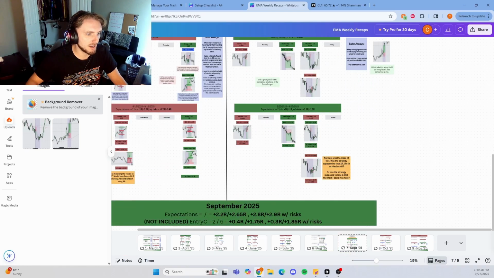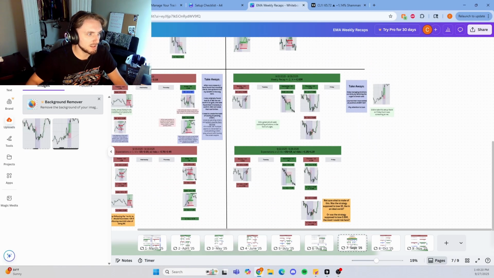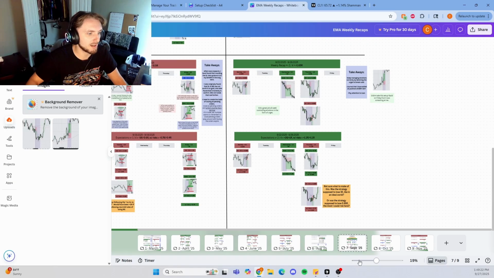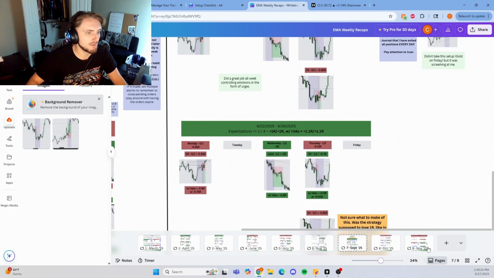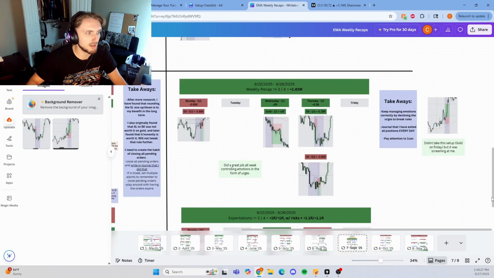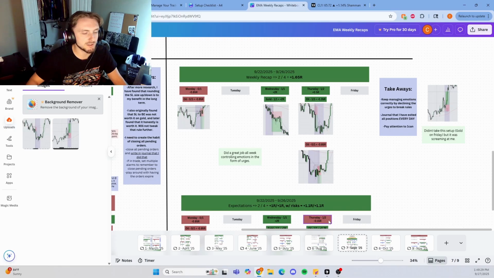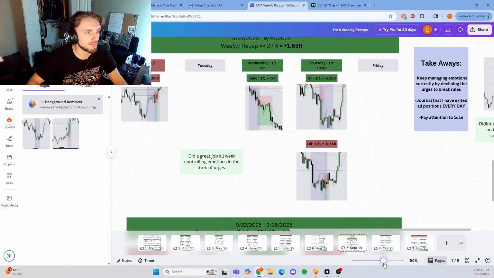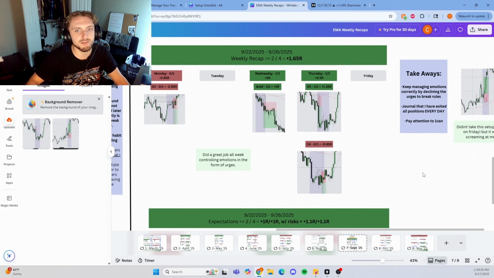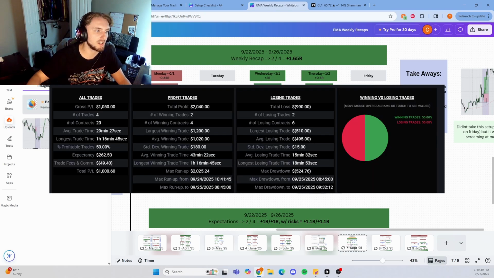So this is my Canva design for September. And in this bottom right corner here, we have the last week of the month. So up top, we have my performance here. So I took 4 trades, won 2 of them, and made 1.65 R, which is around $990. I will show somewhere on the screen what profits I actually made on the broker. It's actually a little bit more, but basically the same.